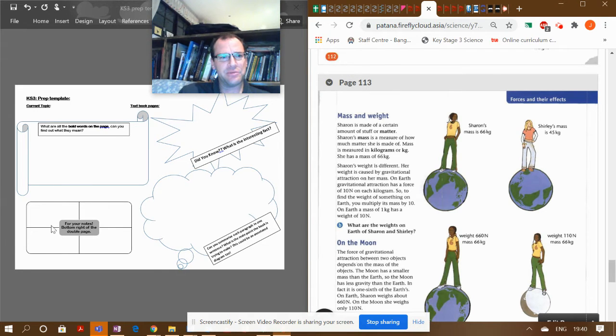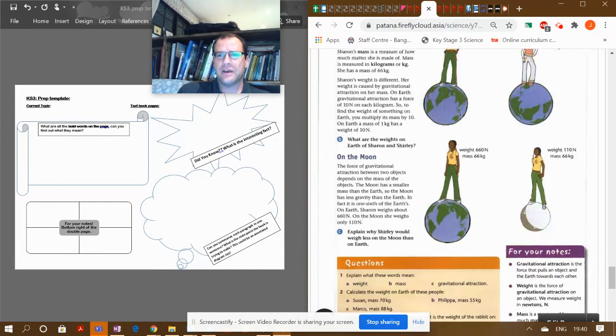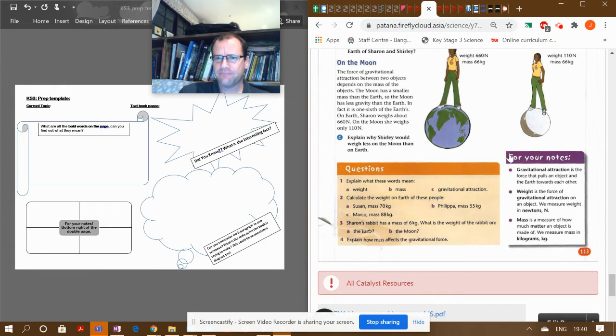Okay, so let's move on to the next box here, for your notes, bottom right of the double page. When you open the double page, there'll be this box here for your notes. We've got a couple of definitions there as well, just to reiterate what gravitational attraction, weight, mass, etc. are. So how do they all fit together? These are the key takeaway points from the page, so they're definitely worth copying into that box there.